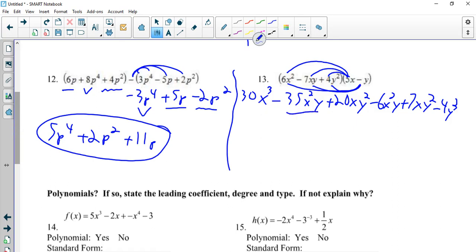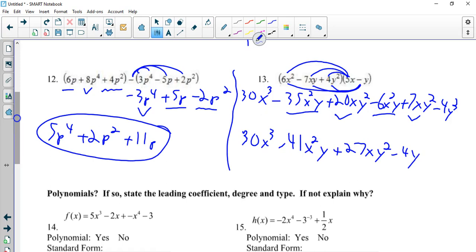X squared y plays with x squared y, xy squared with xy squared. So that leaves me with 30x cubed minus 41, sorry, that's a minus, x squared y, the board's going out again, plus 27xy squared minus 4y cubed.